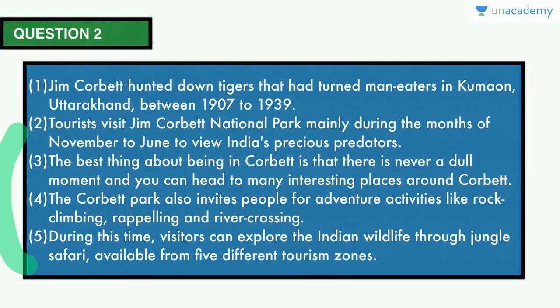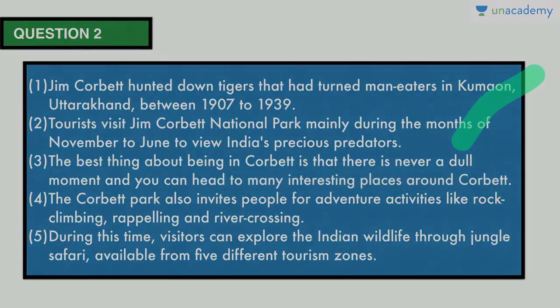Okay, so these 3 sentences, 2, 4 and 5, talk about what happens inside Corbett, and sentence 3 talks about the interesting places around Corbett Park also. So sentence 1 is the excluded sentence.